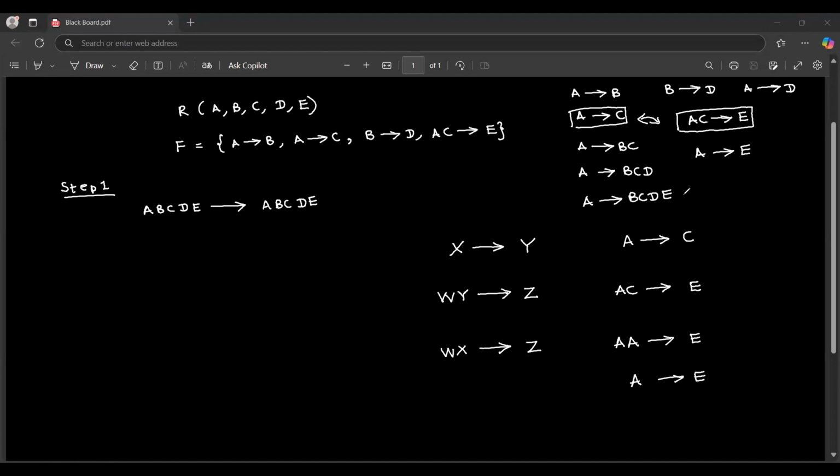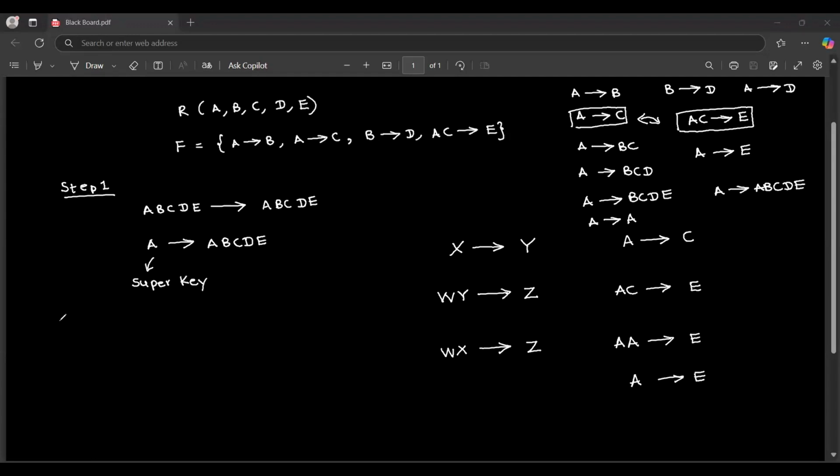Since A functionally determines A, that's an obvious axiom, we can say A functionally determines A, B, C, D, E. So we have found out the super key.